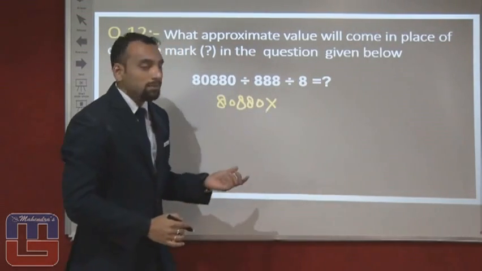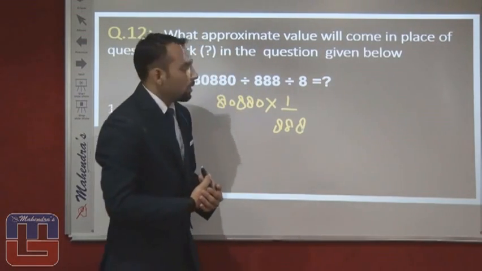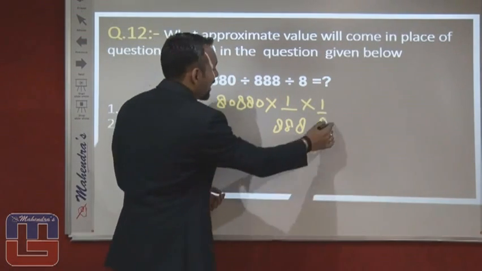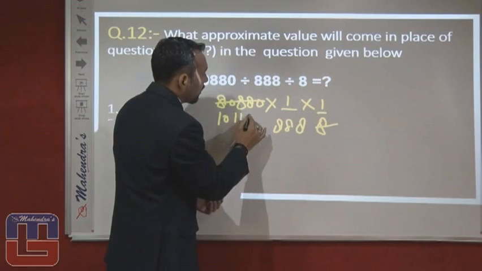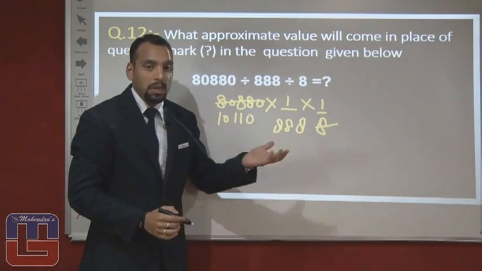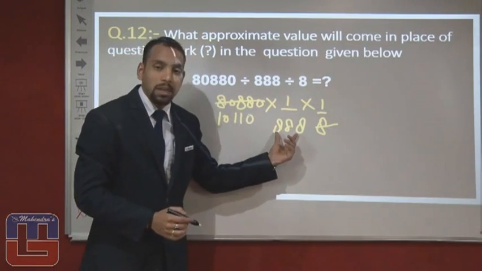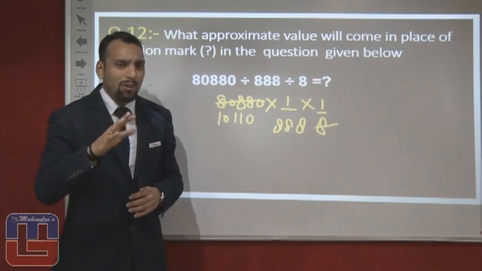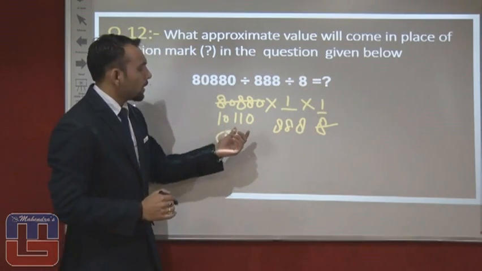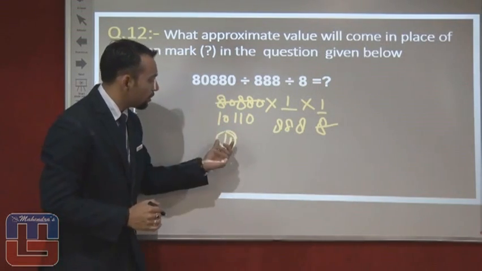If you change this sign, it will be equal to 1 upon 888. Same as it is, this is 1 upon 8. And now you will solve this. This is 10110, and this is 888. If you divide this 10110 by 888, you will get something like 11. You can say approximately 11, right? If you divide this one by this, you will get the nearest approximation, which is equal to 11.